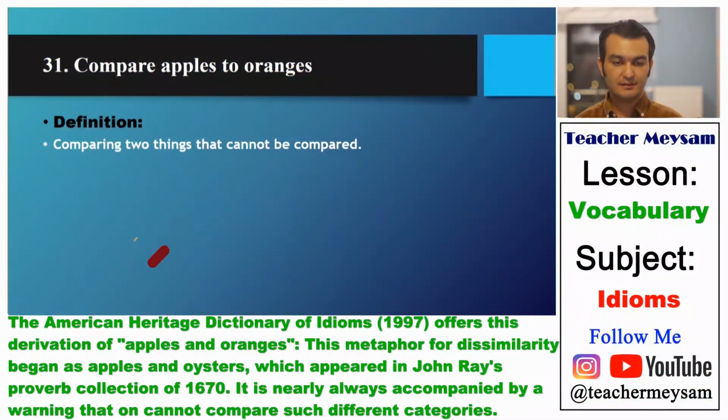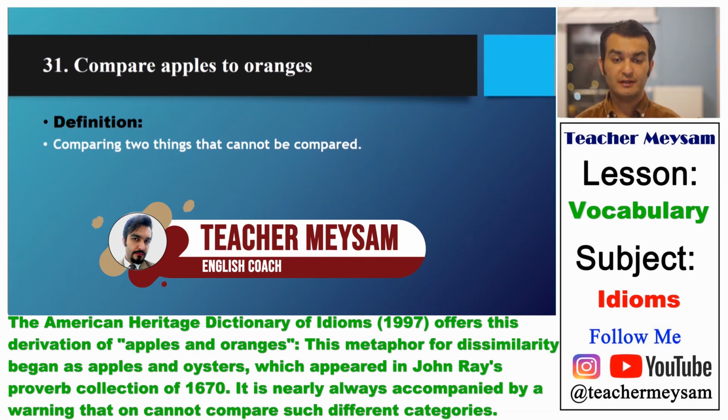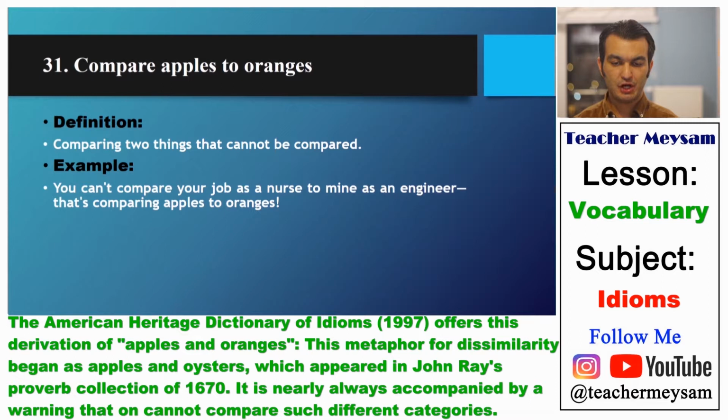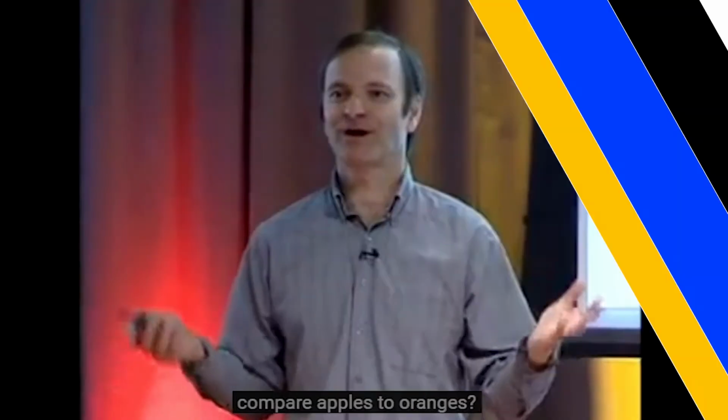Compare apples to oranges. It means to compare two things that cannot be compared. You can't compare your job as a nurse to mine as an engineer. That's comparing apples to oranges. How do you compare apples to oranges?